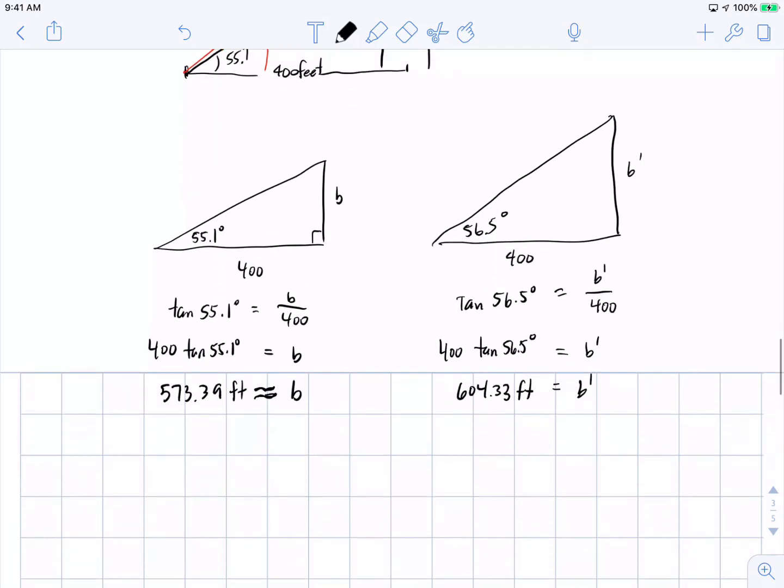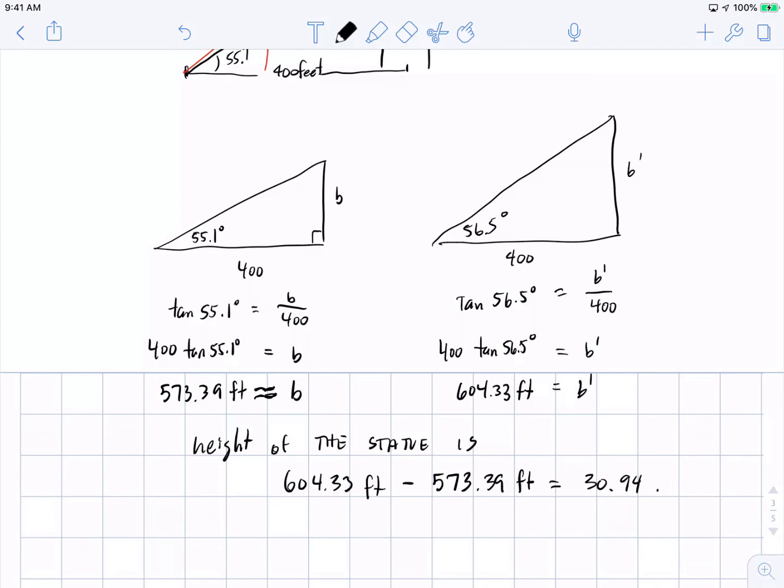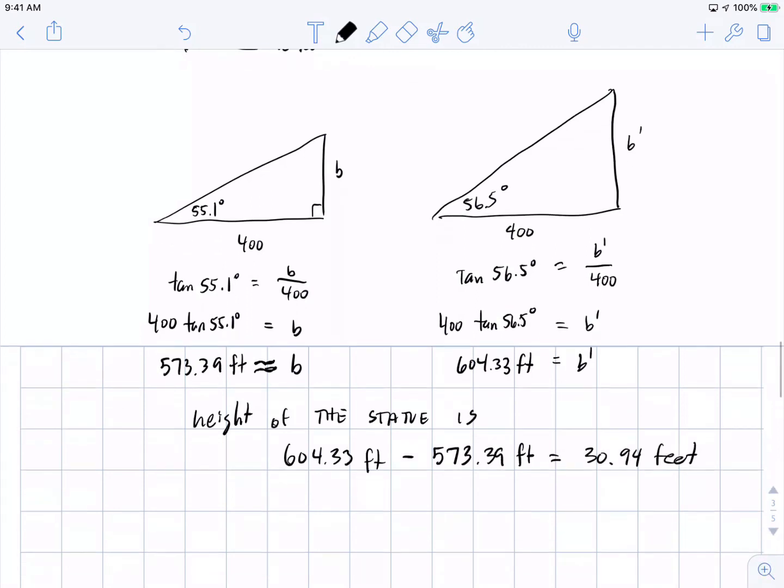So then the height of the statue is going to be their difference, right? So then the height of the statue is 604.33 feet minus 573.39 feet, which is going to give us 30.94 feet. Or we can say that's about 31 feet tall. Okay.